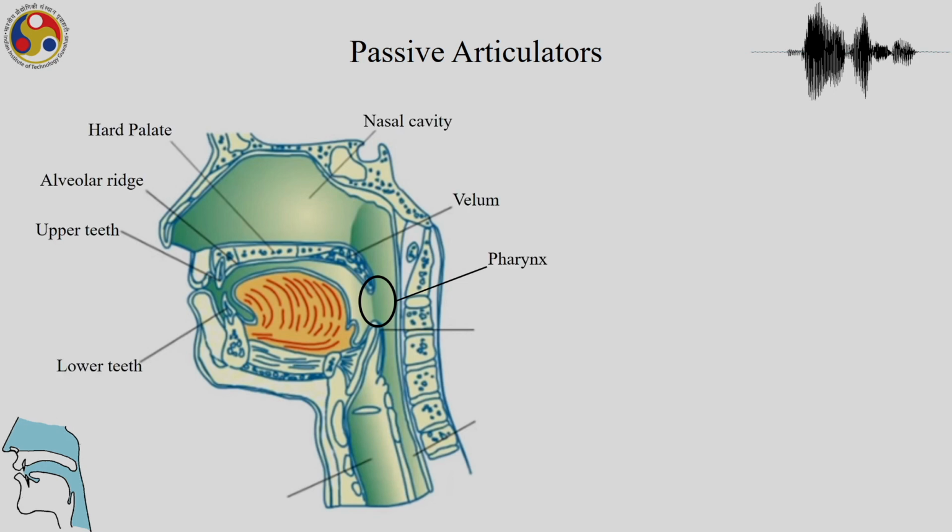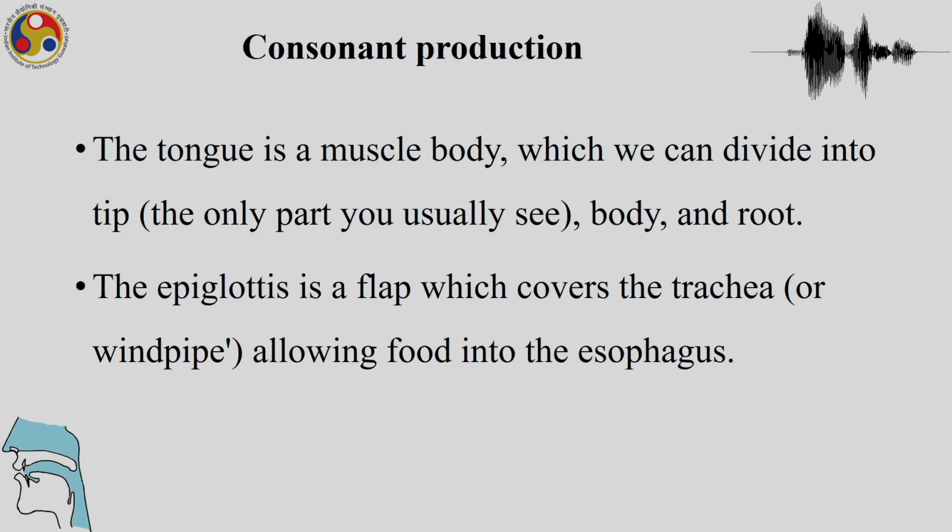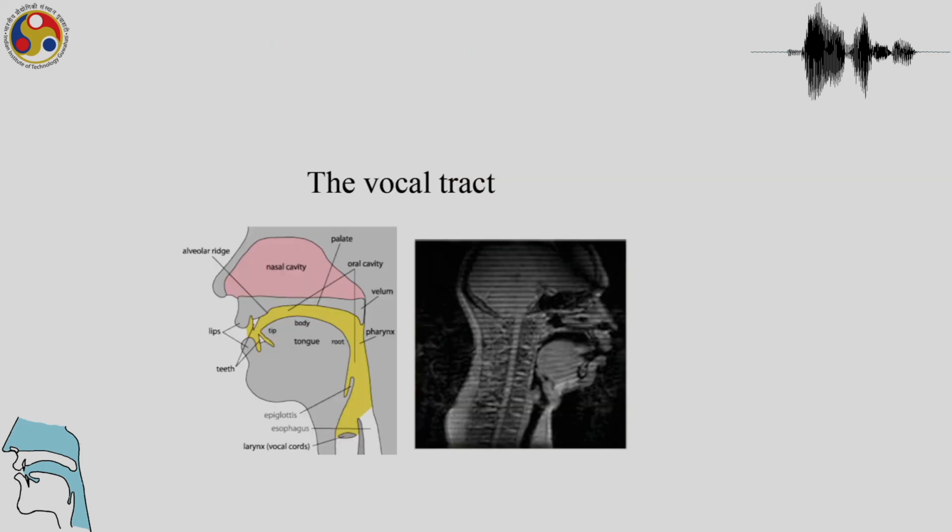Again, these are the parts that we just discussed. The tongue is sort of a muscular body which we can divide into the tip, the body, root, and the epiglottis. The role of the epiglottis is to cover the trachea, allowing the food through the esophagus. This is another view. This is an X-ray which shows the cavities of the oral cavity and the nasal cavity. So these are the two cavities which are used for the production of sounds.